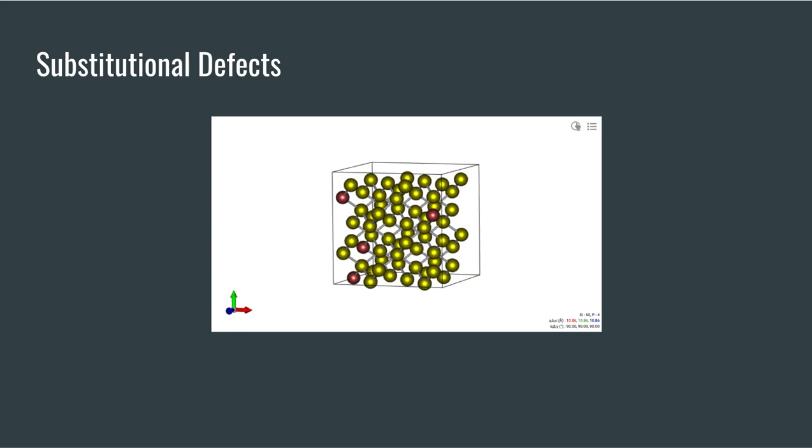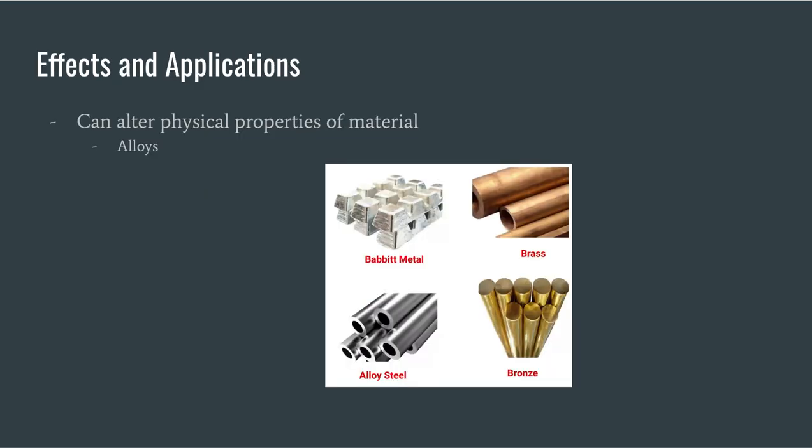So my model shows, again, the silicon crystalline structure with phosphorus dispersed throughout. And then some applications for this are that it can basically alter the physical properties of the material, which can lead to a lot of uses. Alloys are a really big one.